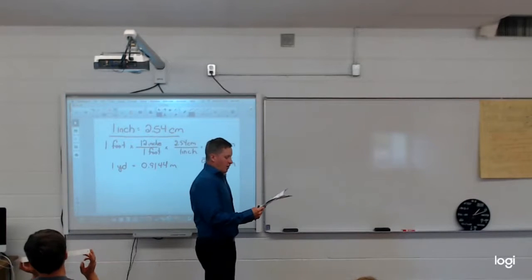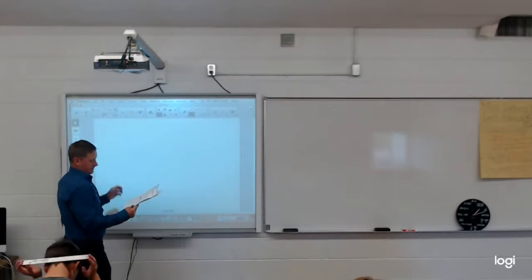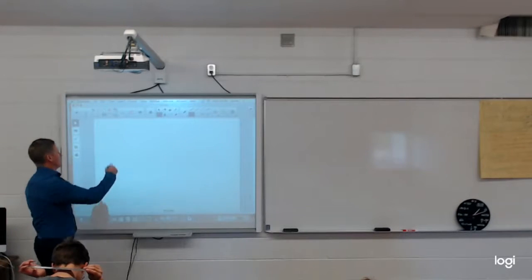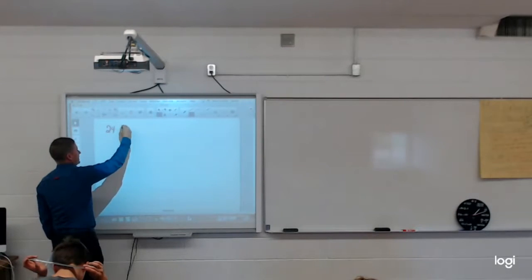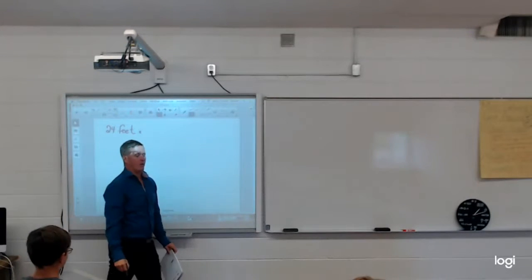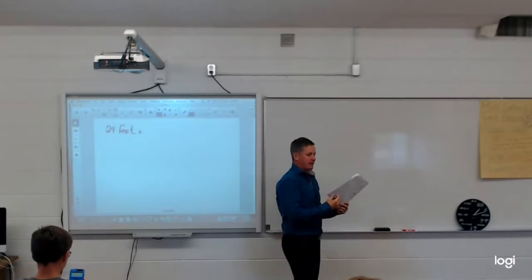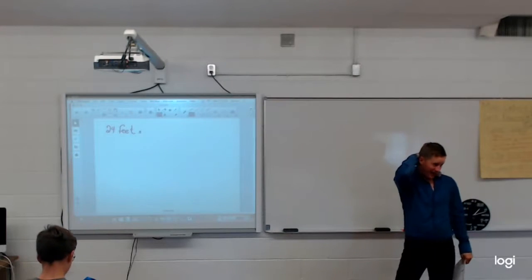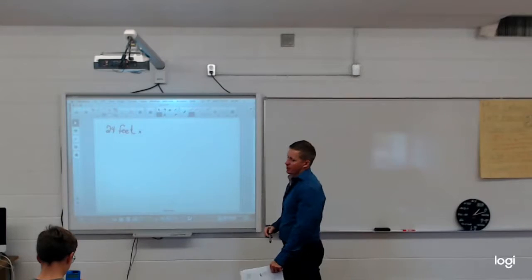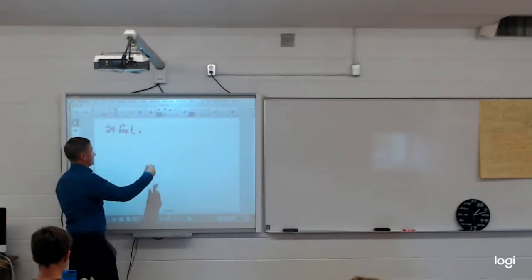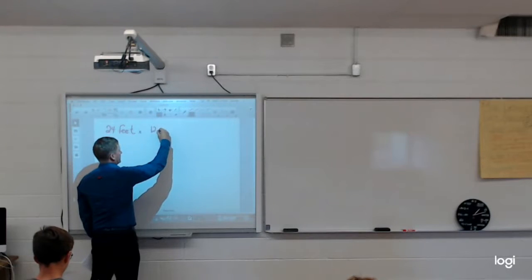A soccer goal is 24 feet wide. How wide is it in meters? Okay, so 24 feet. Again, I don't want to use my big ratios just yet in that corner. I want to practice converting right now. So I need to change feet to what first? Inches. So 12 inches in a foot.